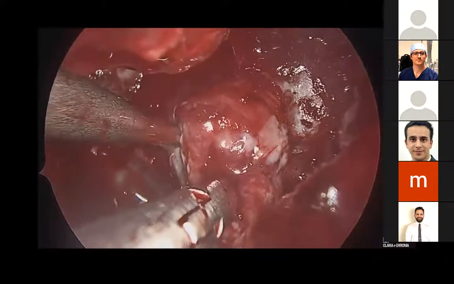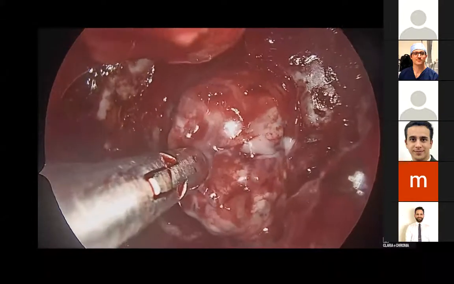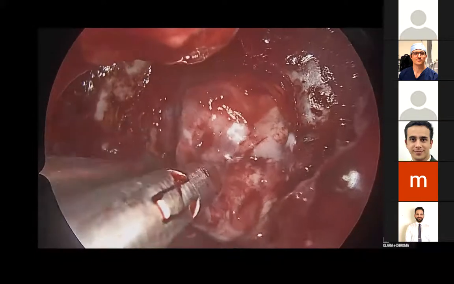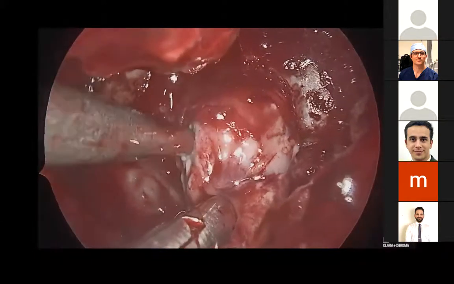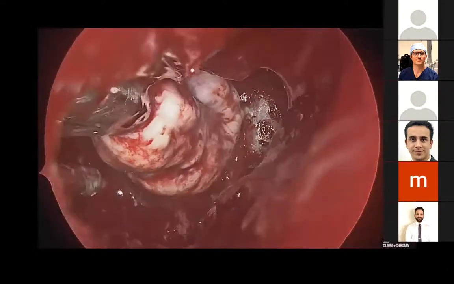So some of the times, most of the times in pituitary tumors, they are either firm or very soft, and then you just suction them and dissect them with the curette.